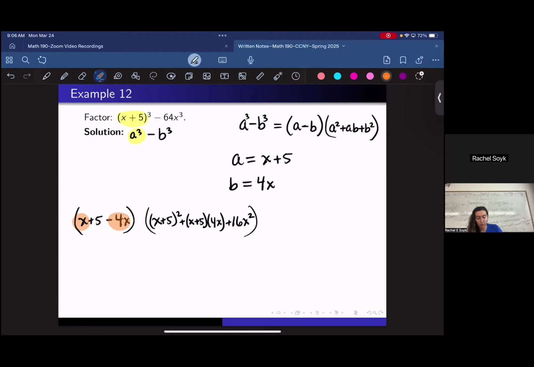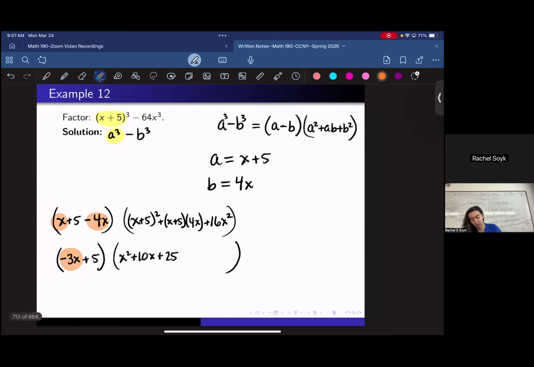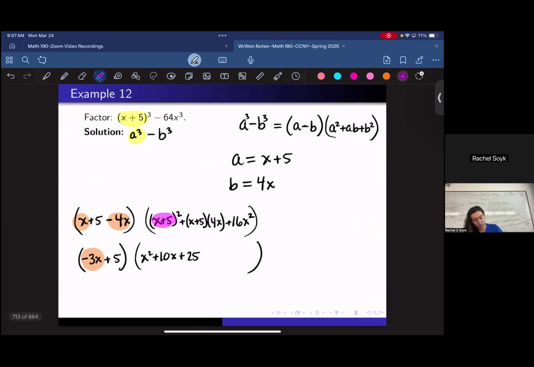That x minus 4x is a like term. So we're looking at negative 3x plus 5. And then that x plus 5 in parentheses squared is a perfect square trinomial dealing with a sum. So this is just x squared plus 10x plus 25. And I'll maybe color code so you can really see what's going on here.